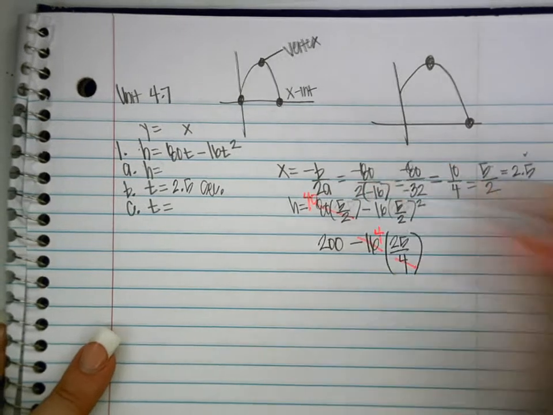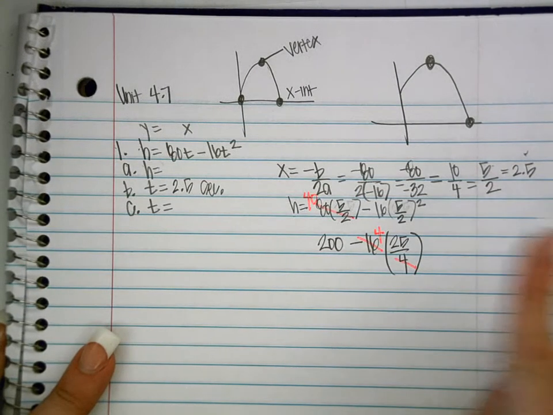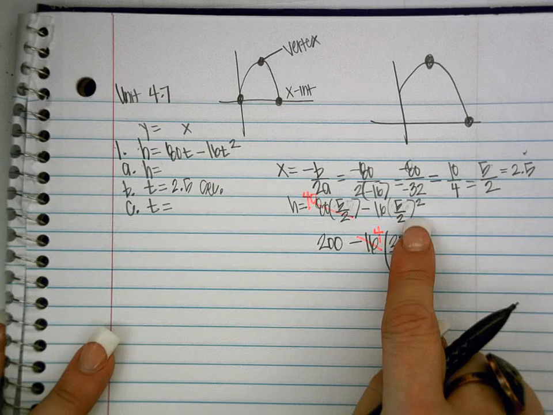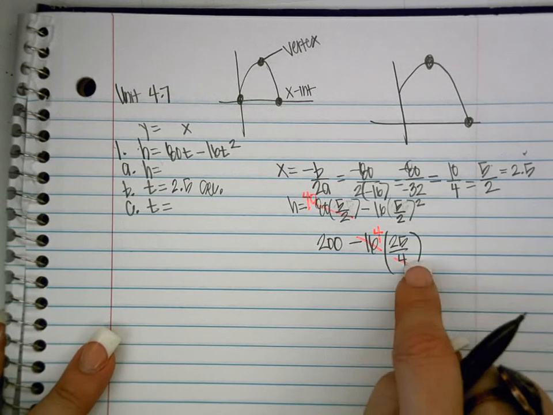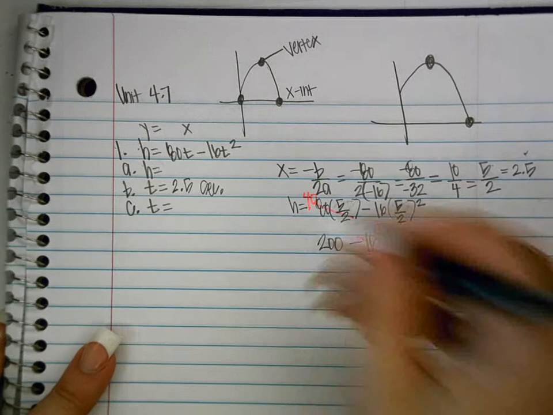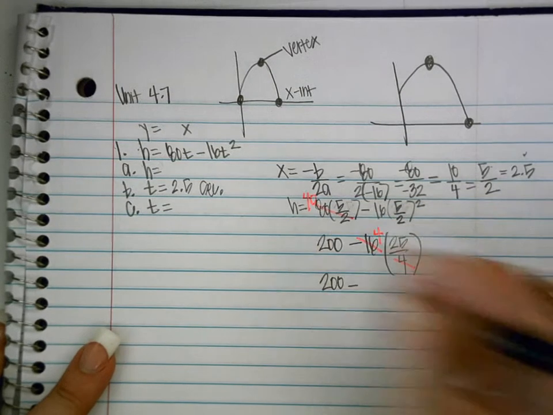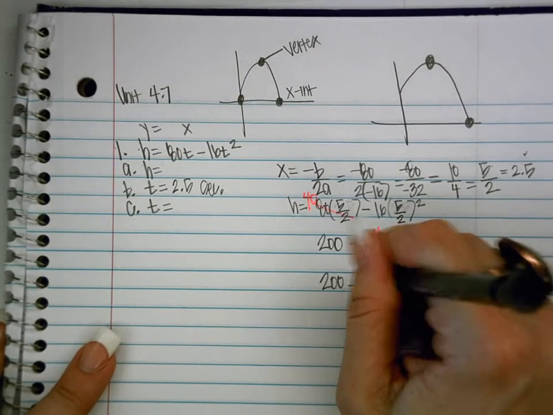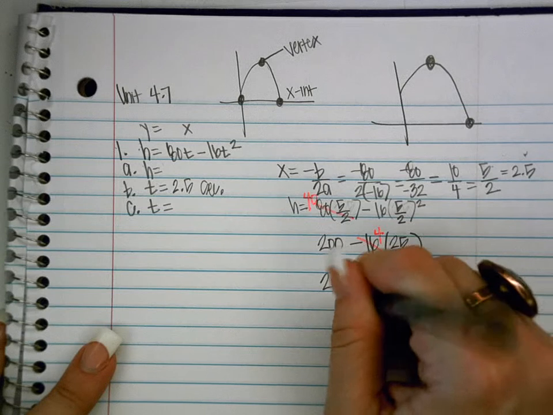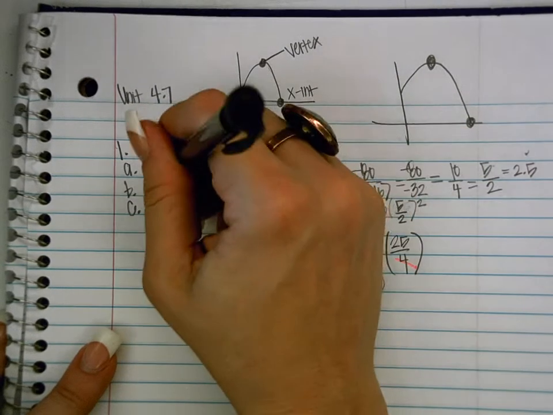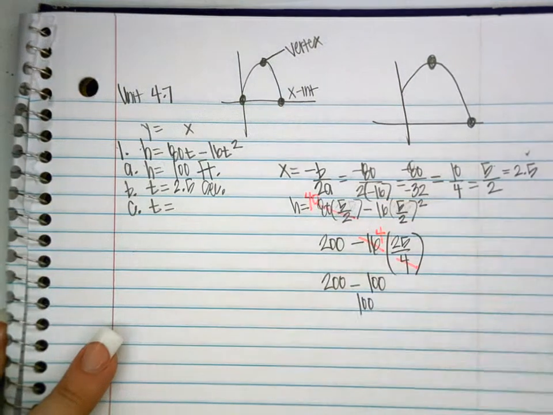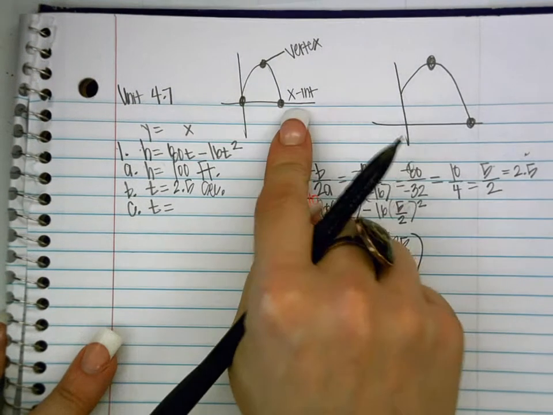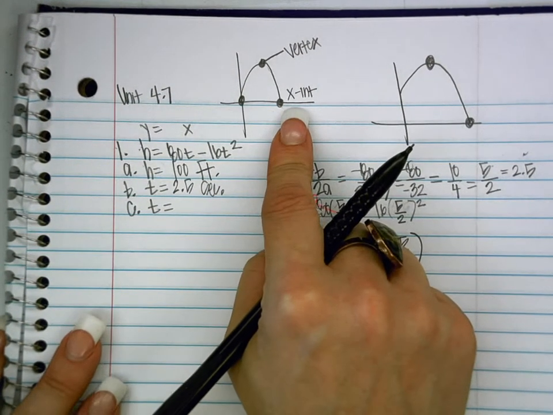Where'd you get 25 and 4? 5 over 2 squared: square the top, square the bottom. 5 squared is 25, 2 squared is 4. Then if you multiply through, we get 200 minus 4 times 25, which is 100. So what is its maximum height? 100 feet. And then the last portion is how long does it take to get to the ground, or to hit the ground? What is that called when it hits the ground? It's called a what?